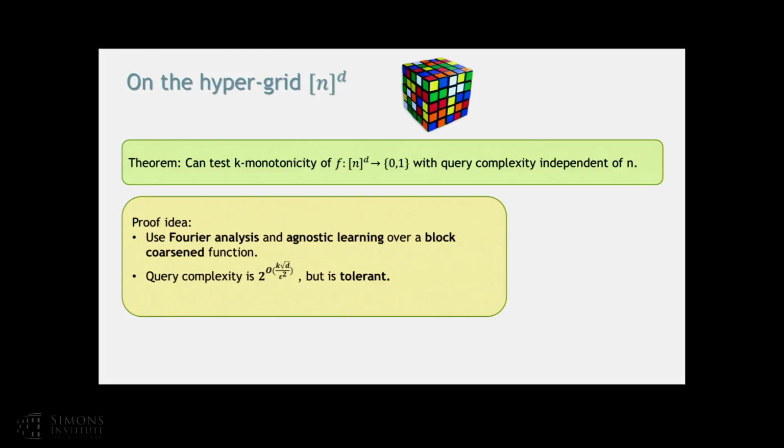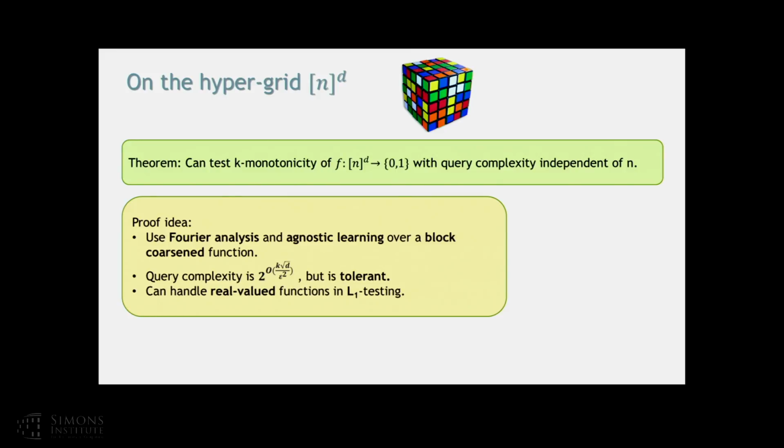We get a query complexity that looks similar to what we've seen before. It's a tolerant tester, which in the egg model of testing means if you get close to the yolk, but you have a little bit of egg white on there, then that's still okay. That not only do we accept things that are exactly k-monotone, but we also accept things that are really close to k-monotone as well, and reject anything that's super far away.